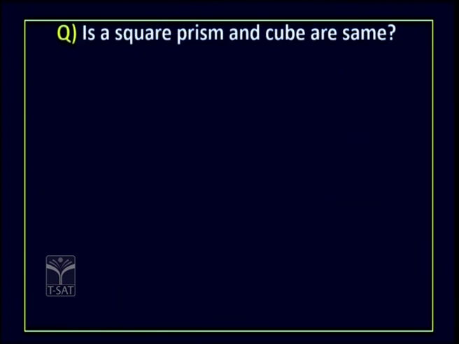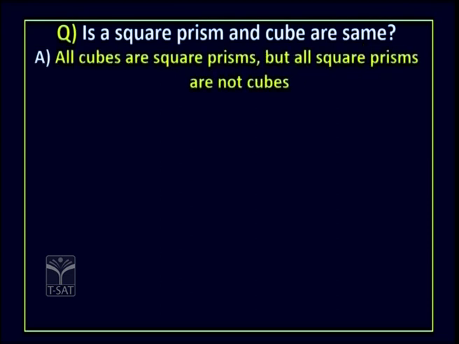Is a square prism and cube the same? Children, many students will get a doubt whether a square prism and a cube are the same or not. Now, let us understand. All cubes are square prisms, but all square prisms are not cubes. Try to understand, children. All cubes are square prisms, but all square prisms are not cubes.